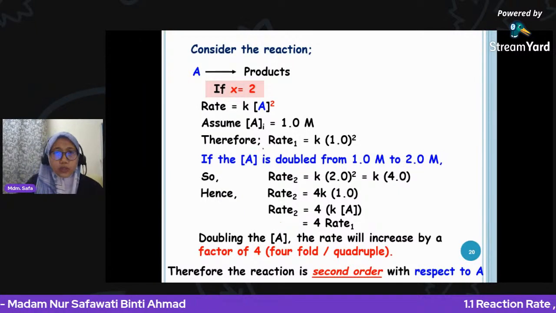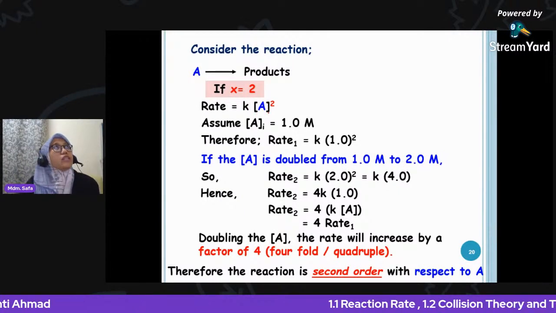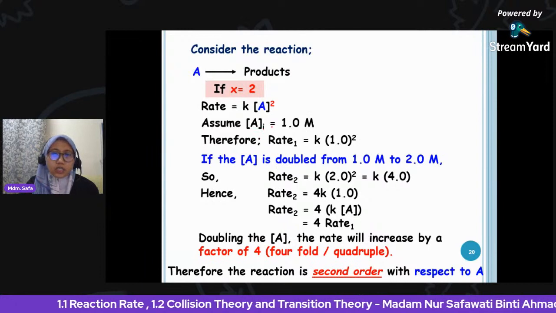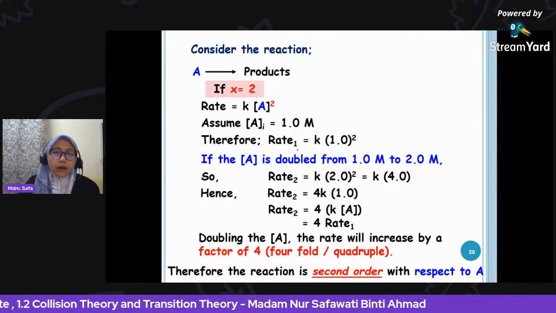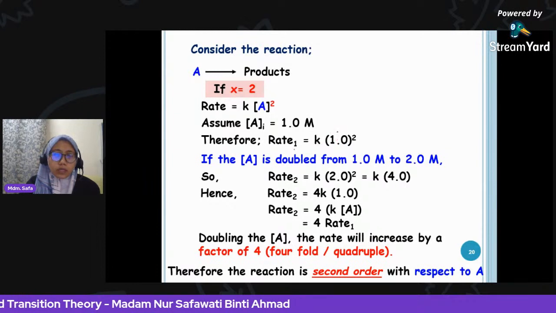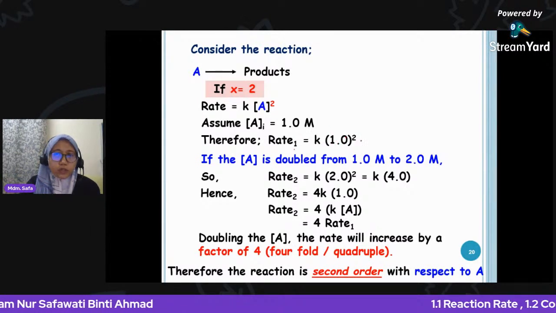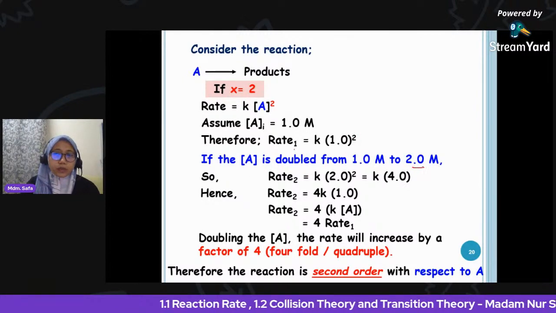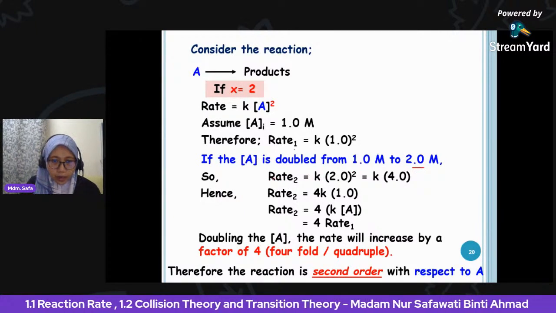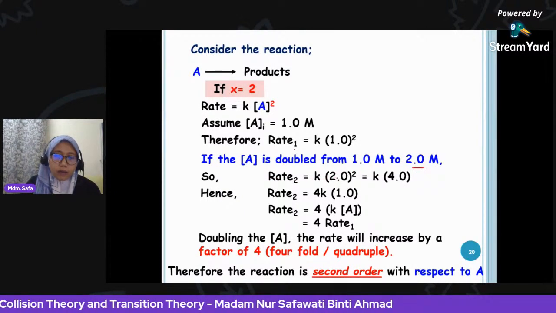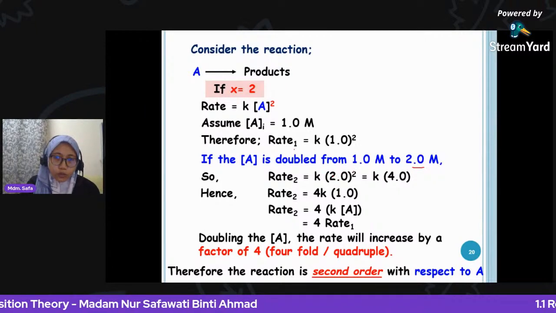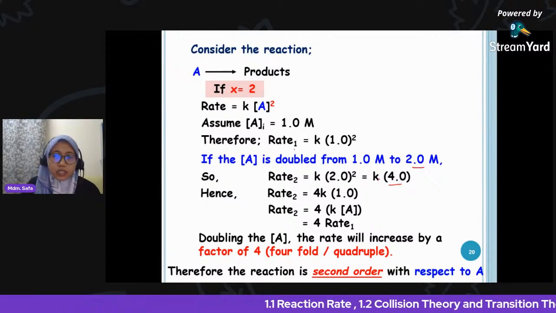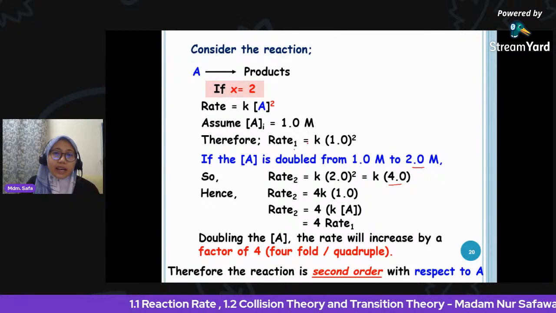Okay. If X is equal to 2, okay, rate is equal to K concentration A power of 2. Okay. So, assume that the initial concentration is equal to 1 molar. So, rate 1 is equal to K, the value of the initial concentration 1 power of 2. Okay, so let's say kita double the concentration of A, okay, from 1 become 2. So, kita cuba masukkan kita punya new rate, rate 2 is equal to K, the value of the 2, 2 power of 2. Okay, that's mean kat sini kita nampak bila 2 kuasa 2 sama dengan 4 lah. Kita relate with the rate 1.